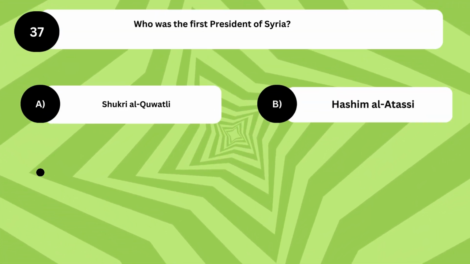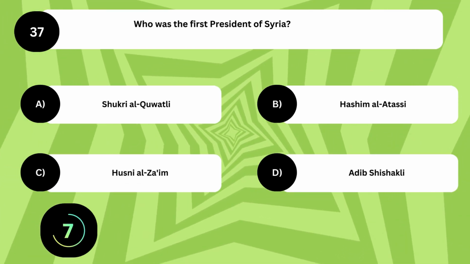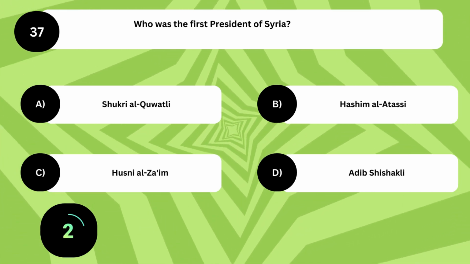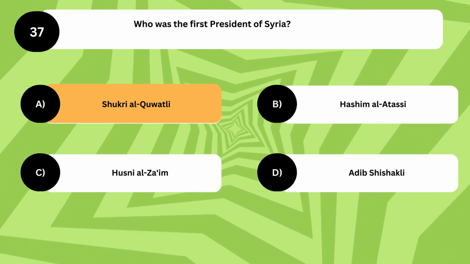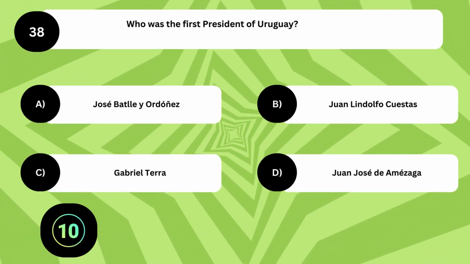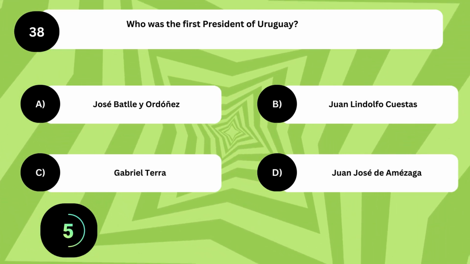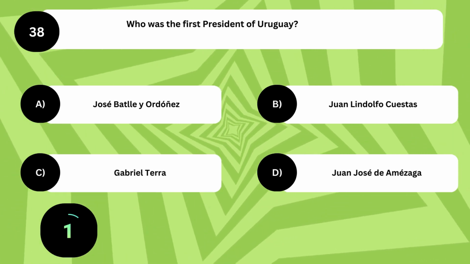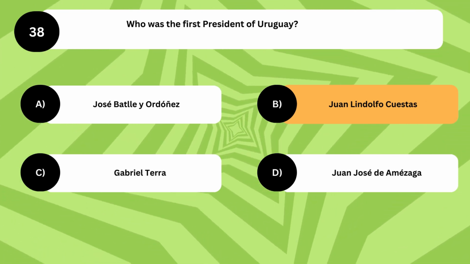Who was the first president of Syria? The answer is A. Shukri al-Quwatli. Who was the first president of Uruguay? The answer is B. Juan Lindolfo Cuestas.